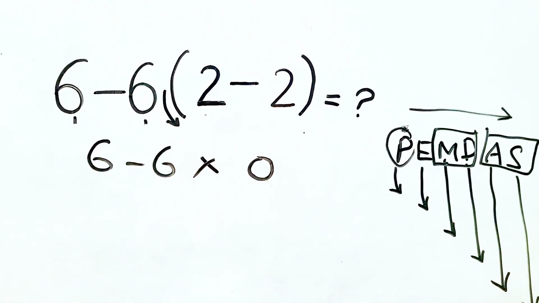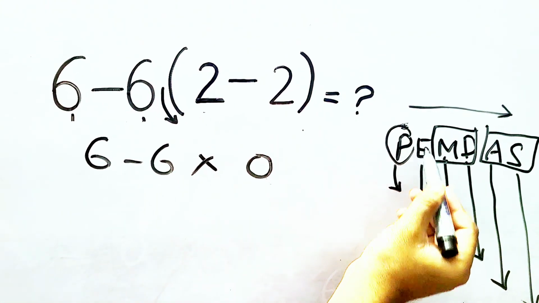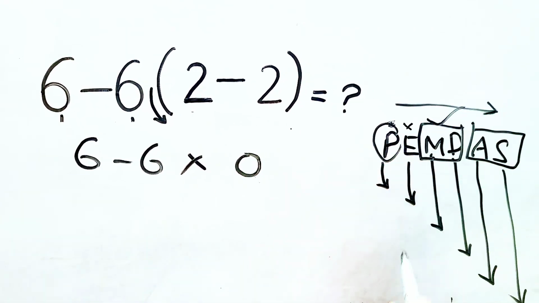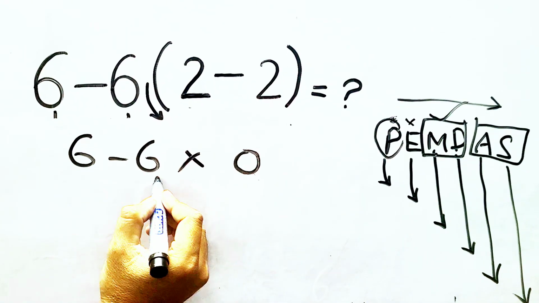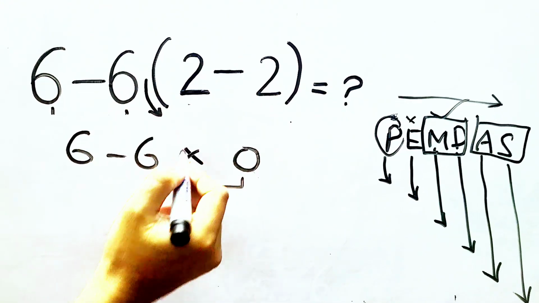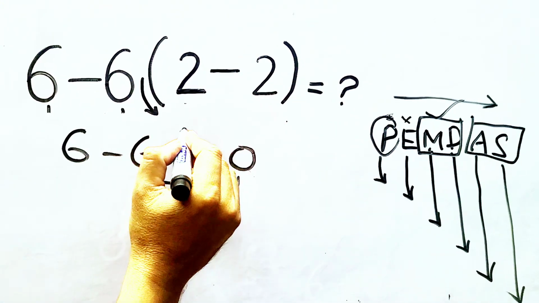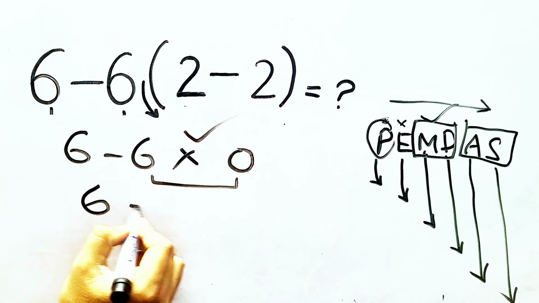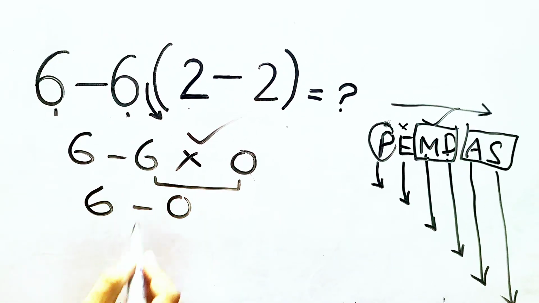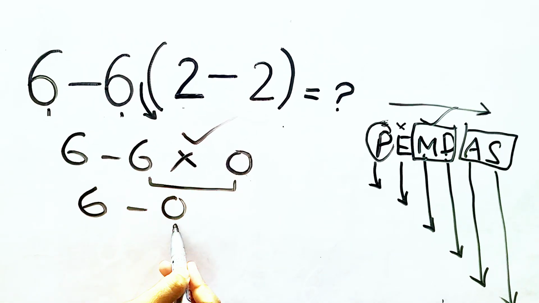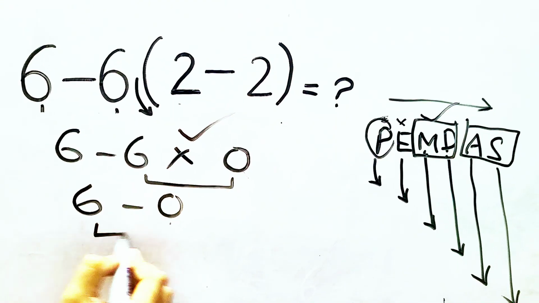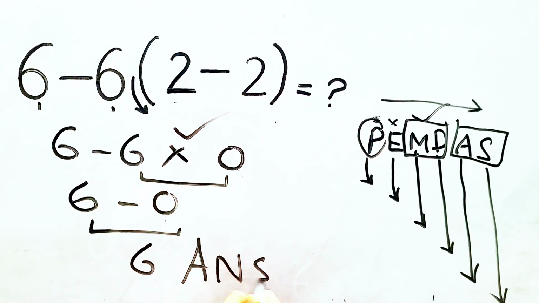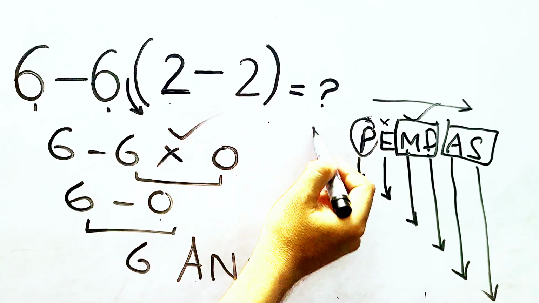Remember that according to this order of operation, there is no exponent here. Then there is multiplication and division. Here we have multiplication, so we have to follow this rule and solve this step first. So we will get 6 minus 0, because 6 times 0 is equal to 0. So we will get 6, which will be our correct answer by following the PEMDAS rule.